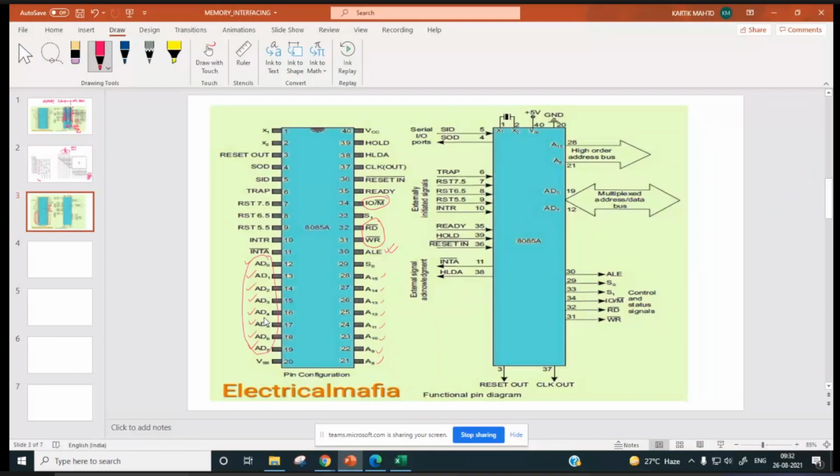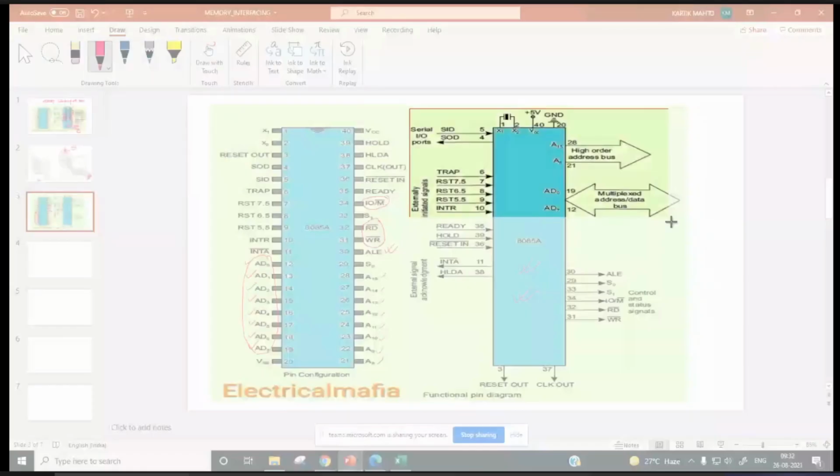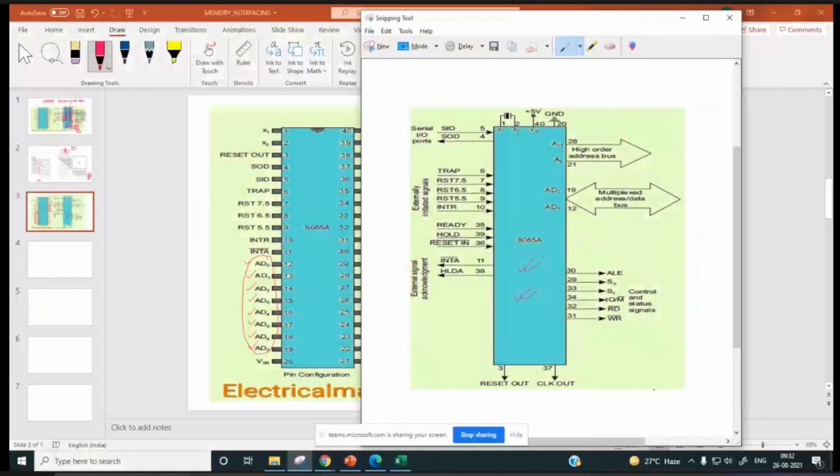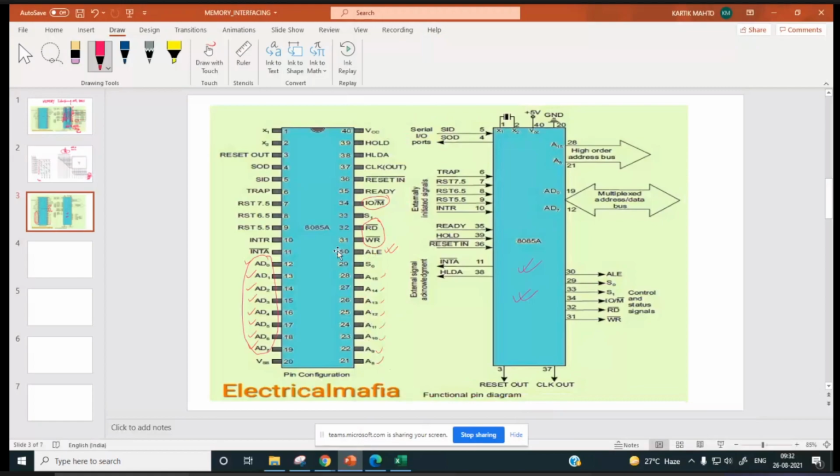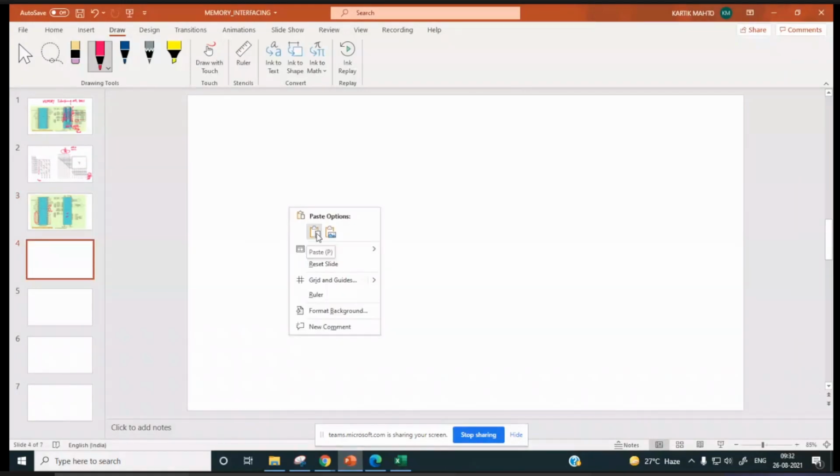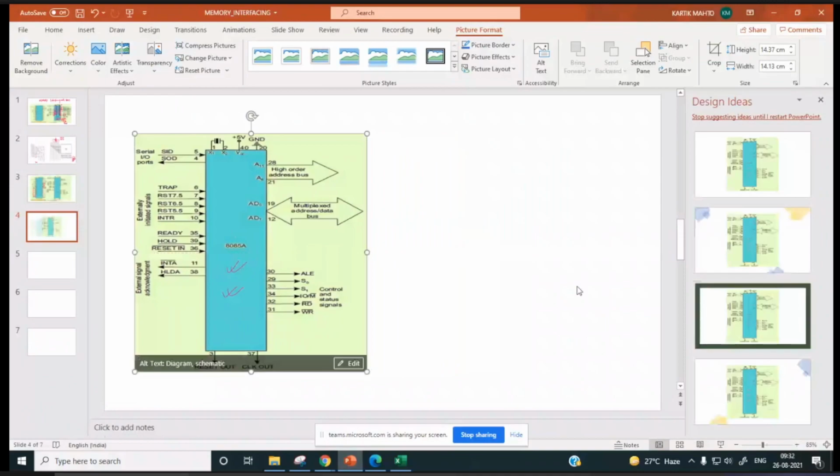Schematic circuitry will be related to this. So in the next slide I will use the second part of the diagram. I'm copying this second part of this diagram from here and pasting it over here, and I will connect a memory chip.